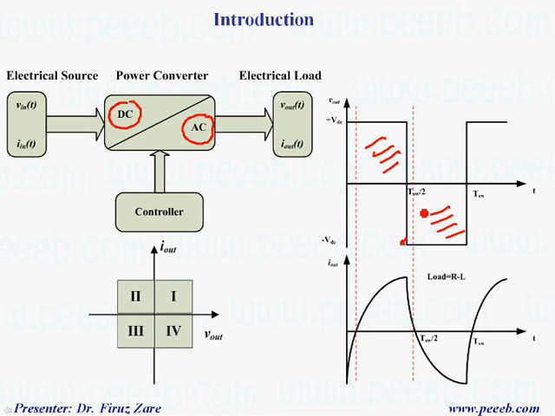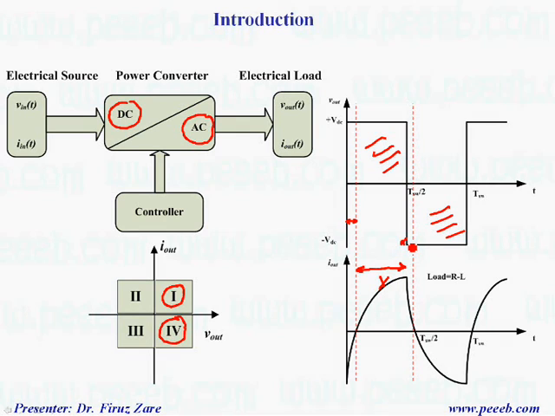So in this case, if we look at the output here, voltage and current, for example, for this period, we can see that the current is negative, but the voltage is positive. That means the system operates in this quadrant. And because of positive voltage across the RL load, the current is getting positive. So now for this interval, current is positive and voltage is positive. That means we move to this quadrant.